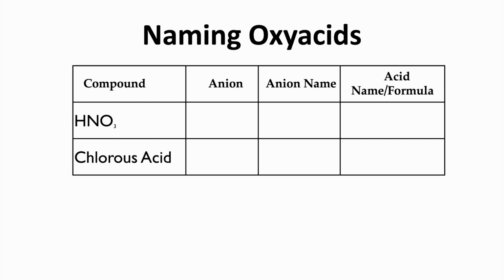All right, let's see how you did. So HNO3, that is the nitrate ion. If the oxyanion ends in ATE, that means it becomes nitric acid. If we're looking at chlorous acid, OUS means that the anion must have ended in ITE, so we're looking at chlorite, which means our anion is ClO2 with a -1 charge. So the formula would just be HClO2.